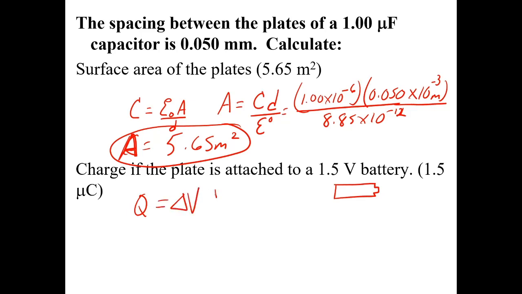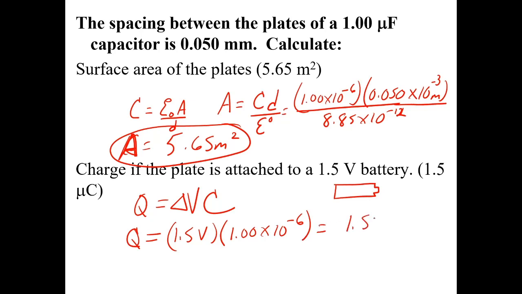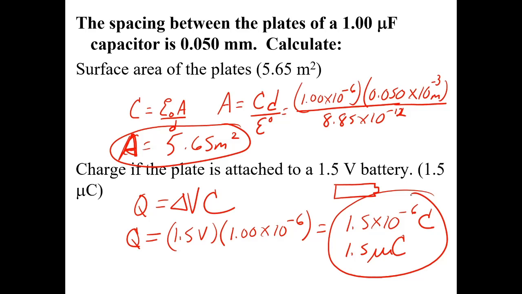So this is pretty straightforward using Q equals V times C. So what do we want to solve it for? We want the Q. We want the charge. That's the capacitance. So it's a 1.5 volt battery. The capacitance is 1 microfarad, which is actually a pretty strong capacitor. It's 1.5 times 10 to the minus 6 coulombs, or 1.5 microcoulombs. Either would be acceptable.